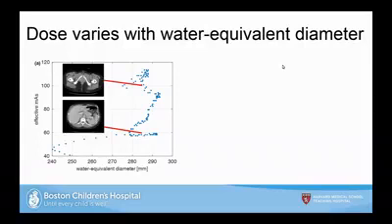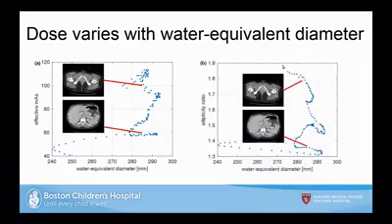So why is this? I postulated that this is because of the difference in the lateral and AP dimensions of this patient, because that changes the path length. So that would change the dose ultimately. And so when I plotted the ellipticity ratio, which is the ratio of lateral over AP, as a function of water equivalent diameter, I found that the ellipticity ratio was significantly different between the two.